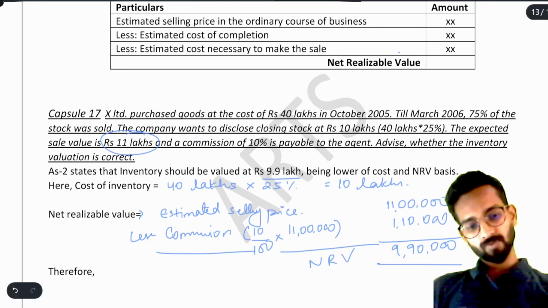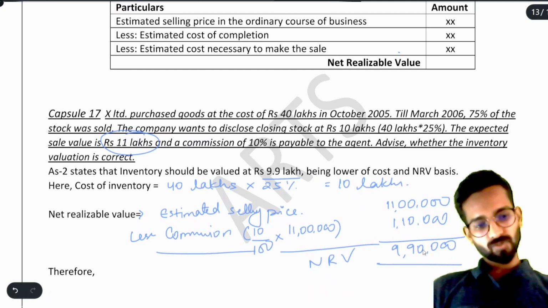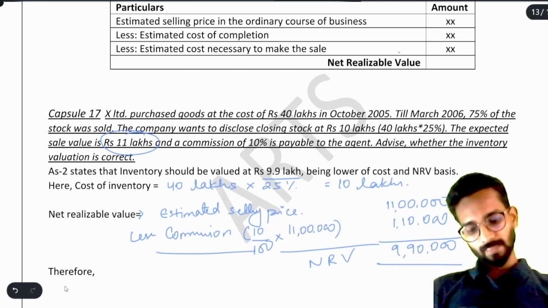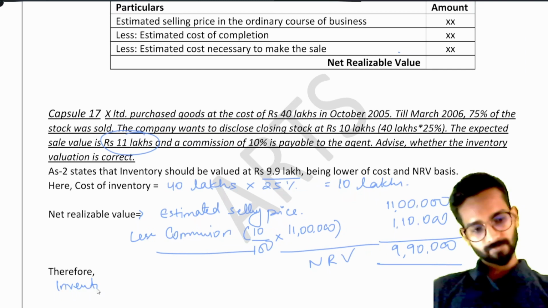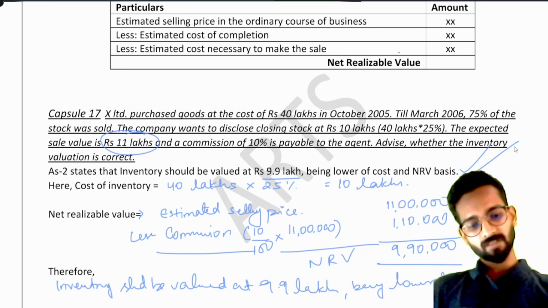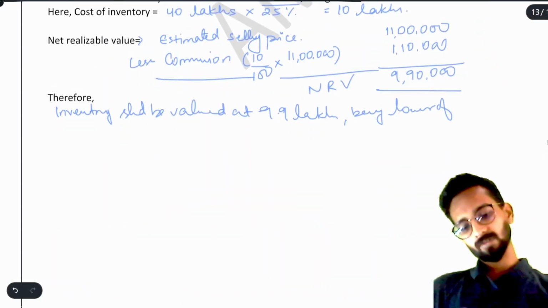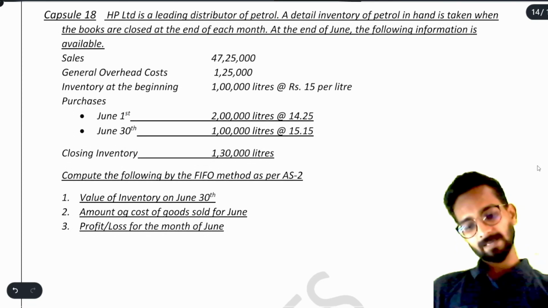Now, what would be our answer? Cost or net realizable value, whichever is lower. So, which one is lower? Net realizable value. So you can say therefore, inventory should be valued at 9.9 lakhs, being lower of cost or NRV, net realizable value. Simple enough. Now moving further, we have capsule number 18.